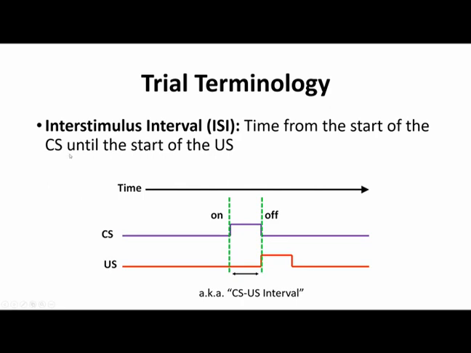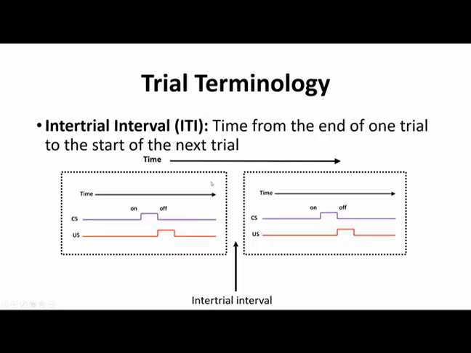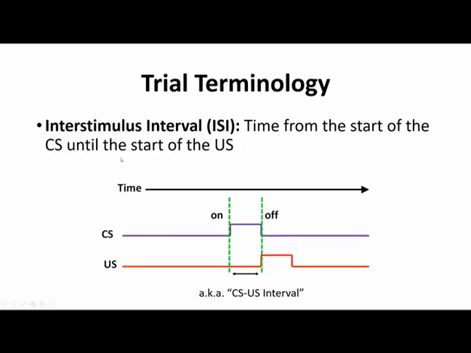We can also talk about our interstimulus interval, or ISI, instead of ITI. And this is because we're looking at the difference from the on time of our conditioned stimulus to the on time for our unconditioned stimulus. So how much time elapses between the start of our conditioned stimulus and the start of our unconditioned stimulus. You might also see this called a CS-US interval because it's the interval of time between the CS and the US starting.